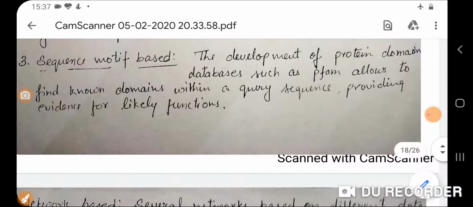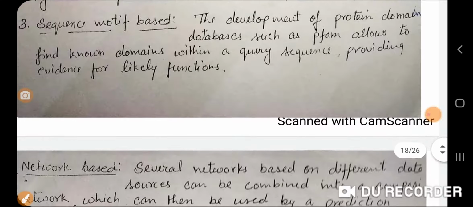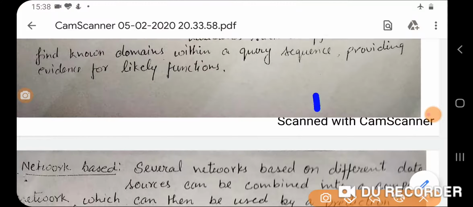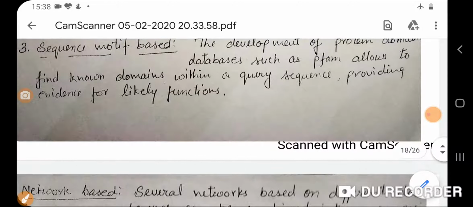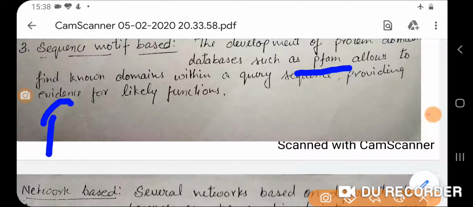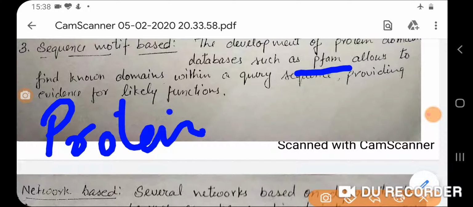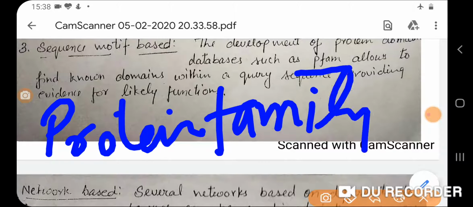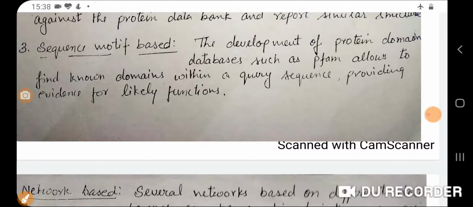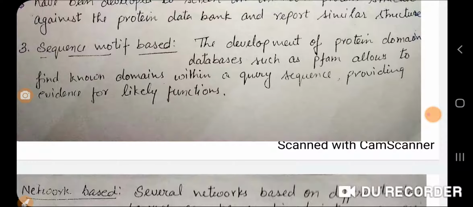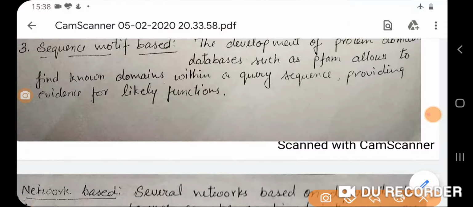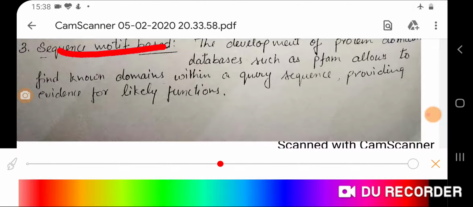So the next method is sequence motif based. The development of protein domain databases such as PFAM. PFAM is a protein family database. Protein family allows us to find known domains within a query sequence, providing evidence for likely function. So what does that mean? Suppose this is a protein sequence whose structure you want to predict.